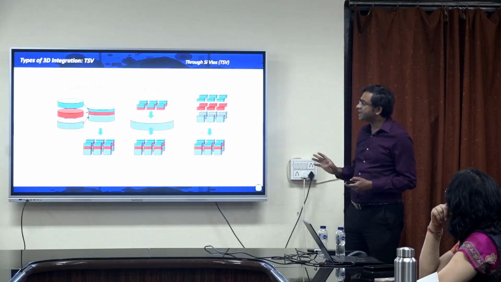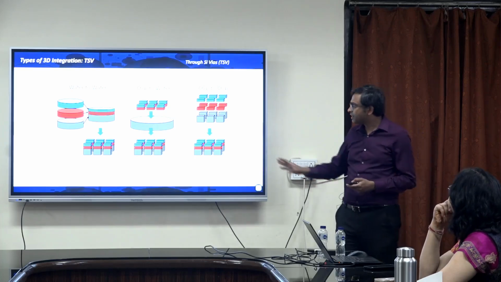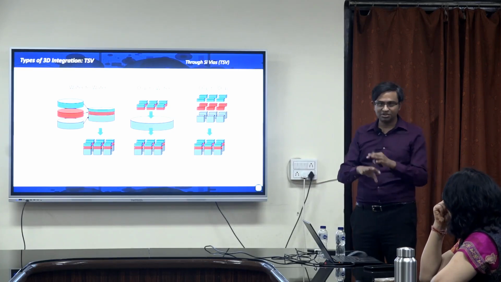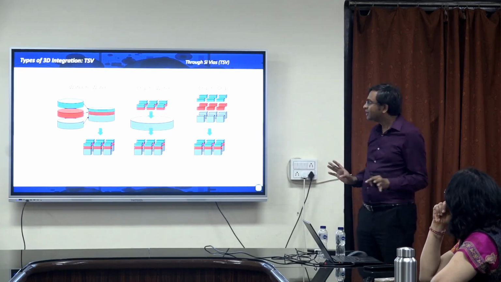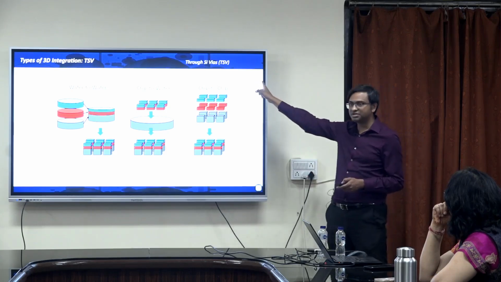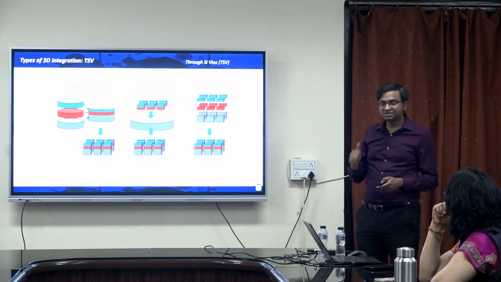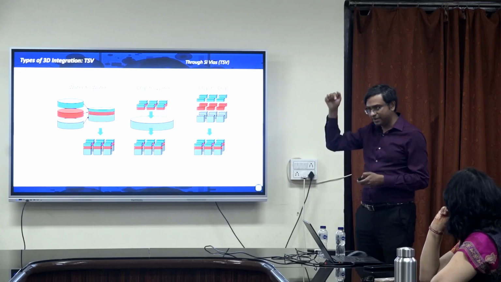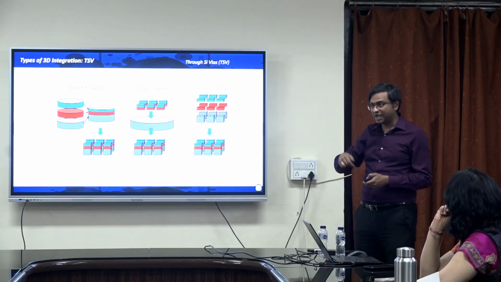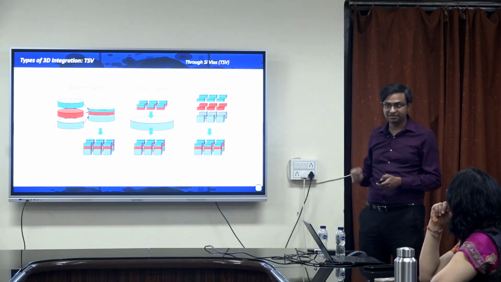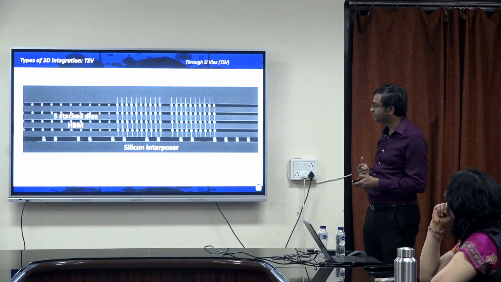Now, there are different types of 3D integration. Okay, you can do wafer to wafer bonding. I will not go into too much detail on this, because I think none of you are from this area. There is chip to wafer bonding and there is chip to chip bonding. They are just different ways you bond them, and then you use this technology called through silicon vias. So, you literally take the chip and dig a hole, and then you make these vias and fill them up with metal in order to connect the transistors in 2 different chips.